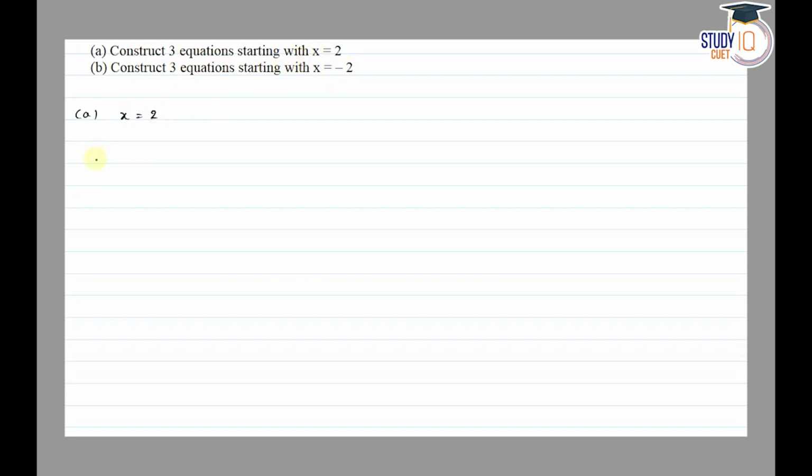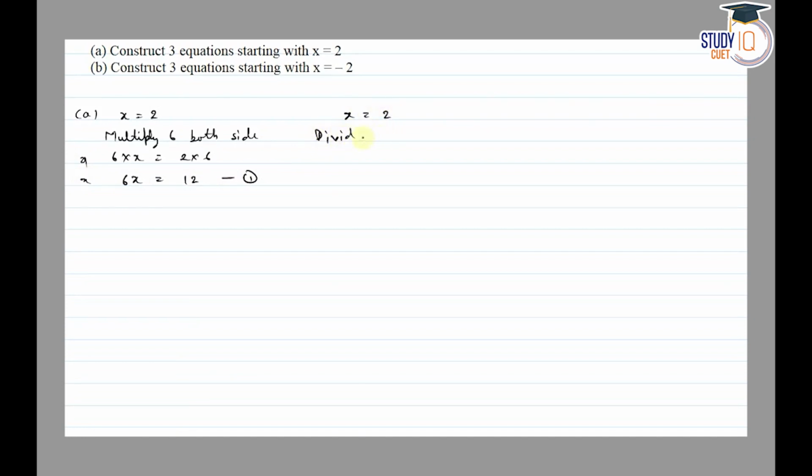So first हो जाएगी हमारी, firstly apply करेंगे ऑपरेशन multiply 6 both side. हो जाएगा 6 into x is equal to 2 into 6, so हो जाएगा 6x is equal to 12. हो जाएगी equation 1.